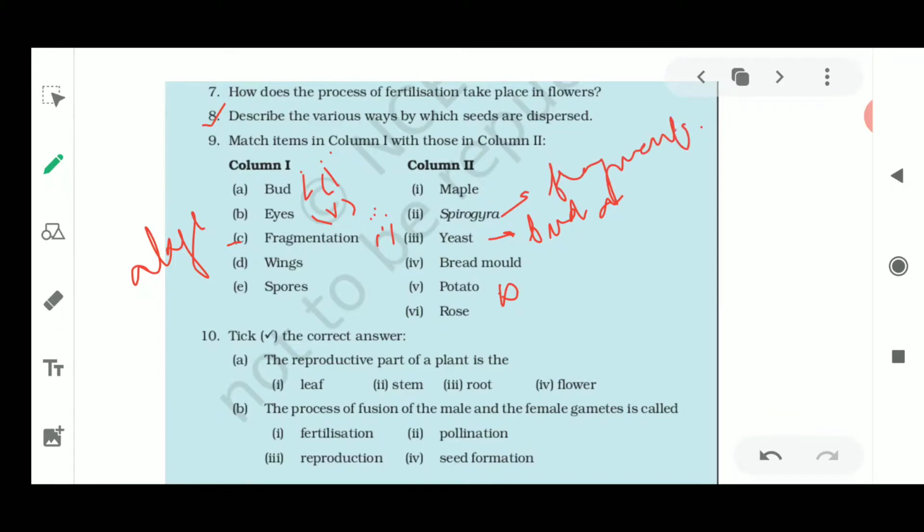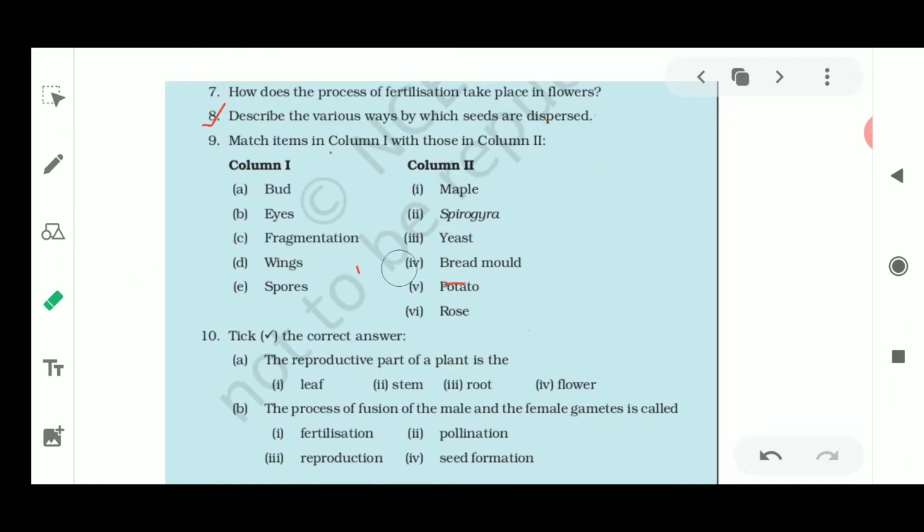Next is wings. Wings you are going to join with some seed which has wings present on it. So we are going to join it with maple. So let's connect it with one. So this will be wings. Okay, next is the spores. Bread mold will be the correct answer because rose is not going to produce spores. So this one is the extra point. You could exclude this, it is just given for confusion. You have to choose the correct option for matching the column.